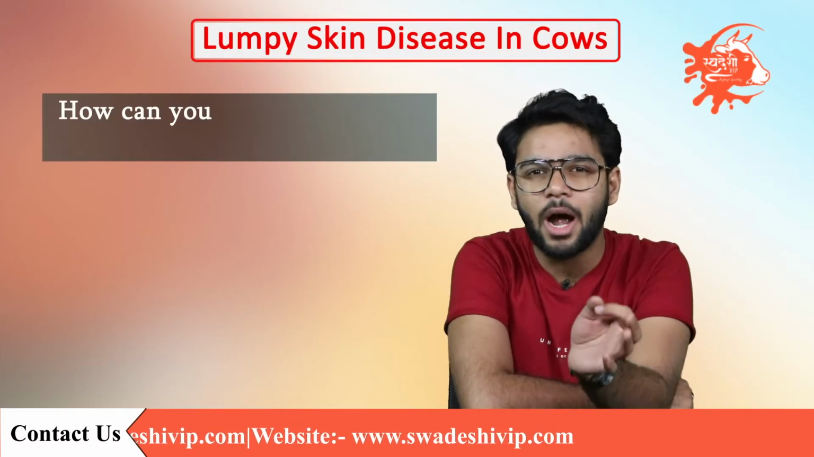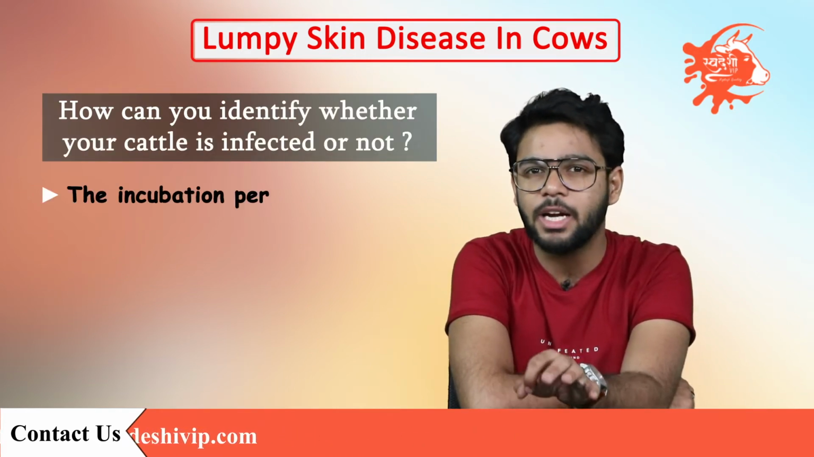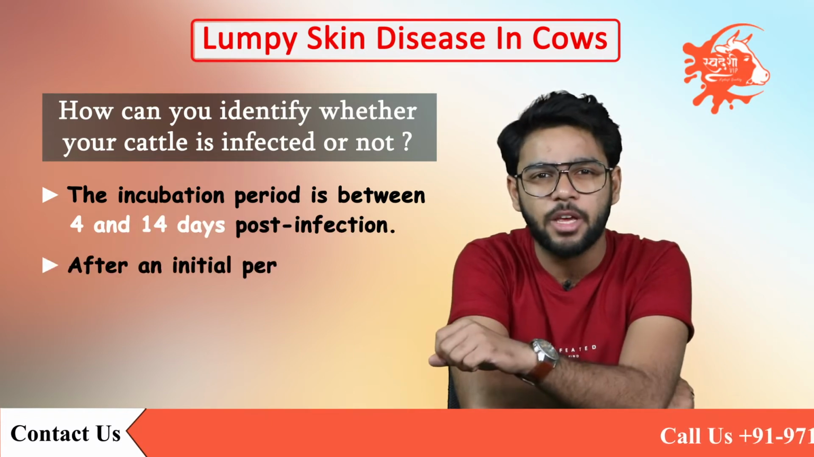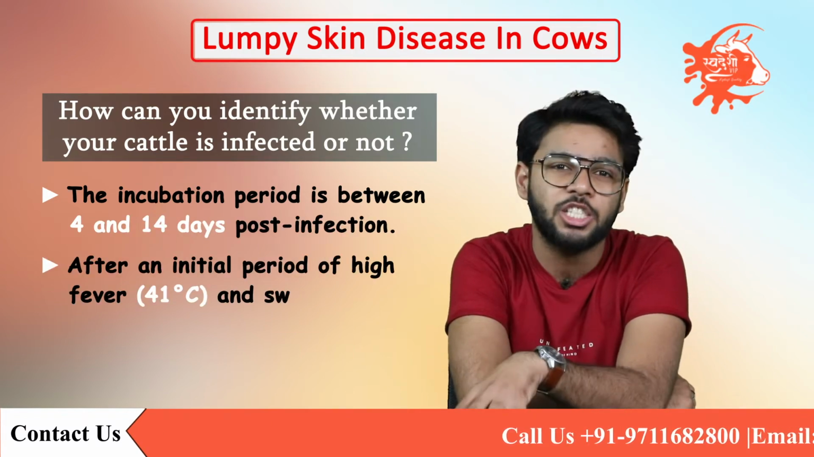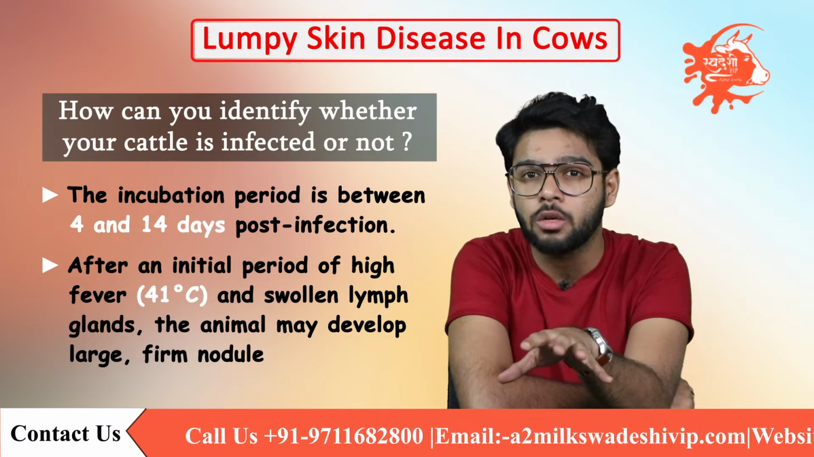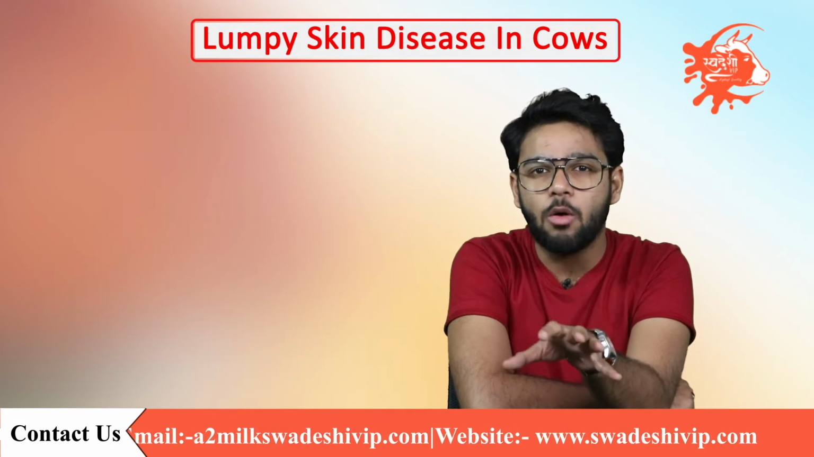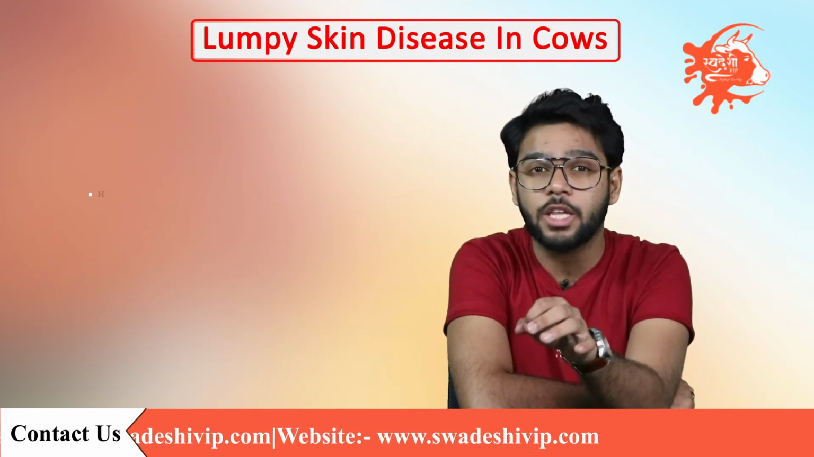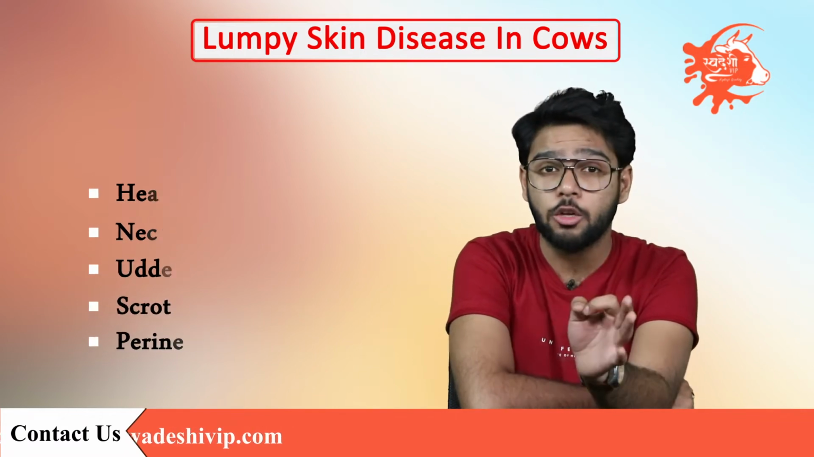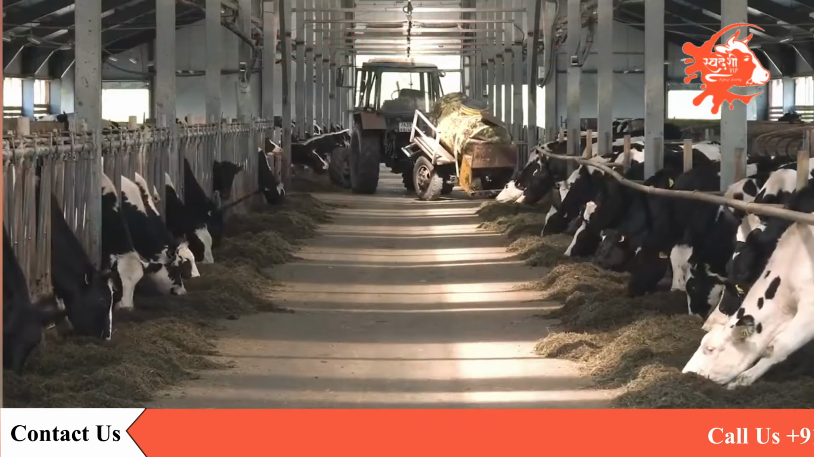So, how can you identify whether your cattle is infected or not? The incubation period is between 4 and 14 days post-infection. After an initial period of high fever, that is 41 degrees Celsius, and swollen lymph glands, the animal may develop large firm nodules that are up to 5 cm in diameter in the skin. These can be found all over the body, but particularly on the head, neck, udder, scrotum and perineum. The nodules may become necrotic and ulcerate, leading to increased risk of fly strike.